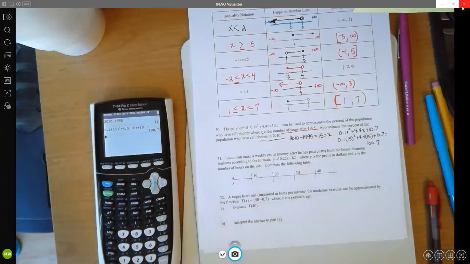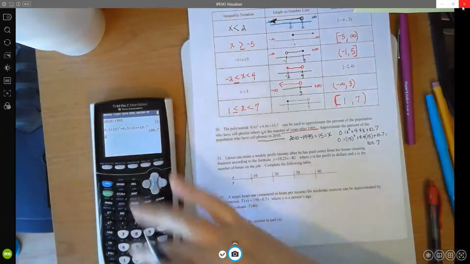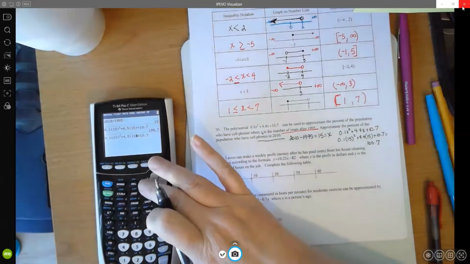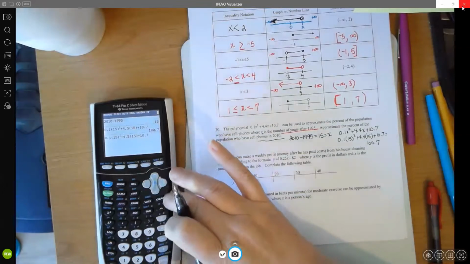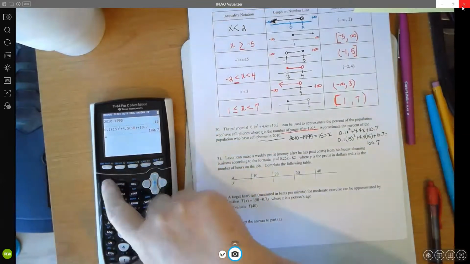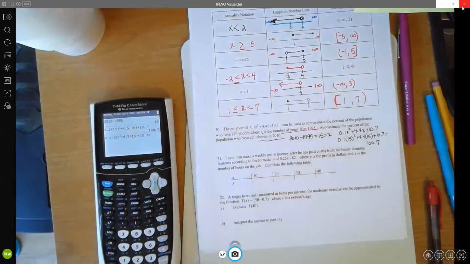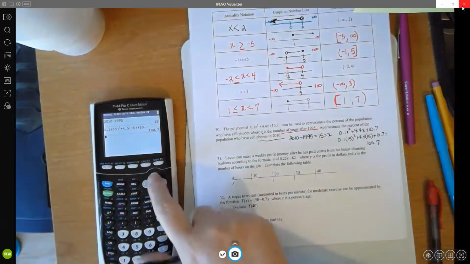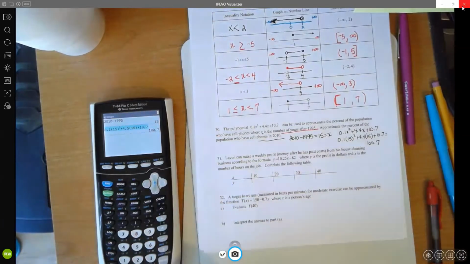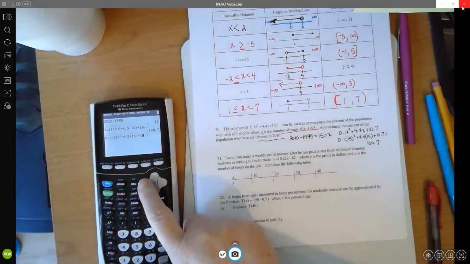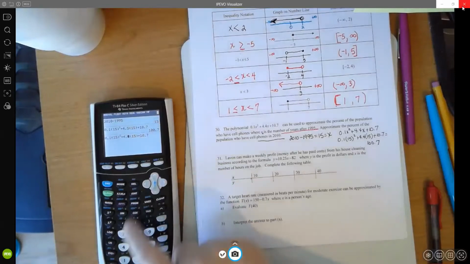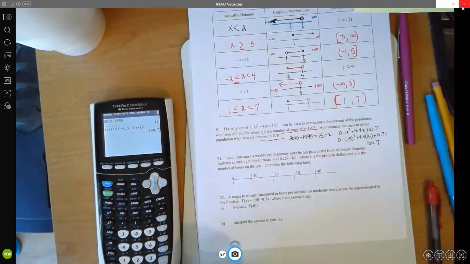I typed in 4.5. It's 4.4, so let me do that again. Notice I hit second enter. Let me do that again. I hit second enter and pulled it up. That time I just went up. Sometimes you can just go up on my calculator and hit it. I hit second enter the first time, and then I arrowed back and hit a 4 and then hit enter.